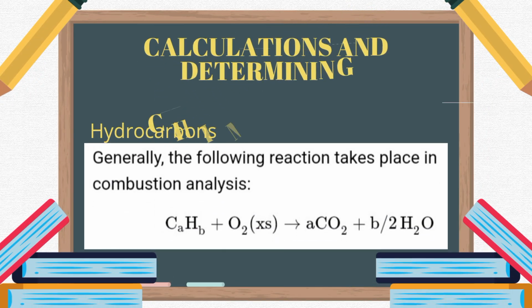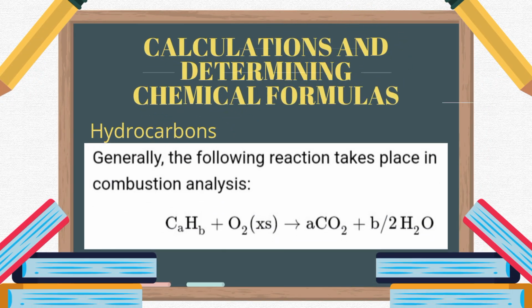Now, let us proceed to calculations and determining chemical formulas. The following reaction takes place in combustion analysis. By the way, the small letters at the bottom, letters A and B, are called subscripts. They refer to the numbers of atoms of the element.